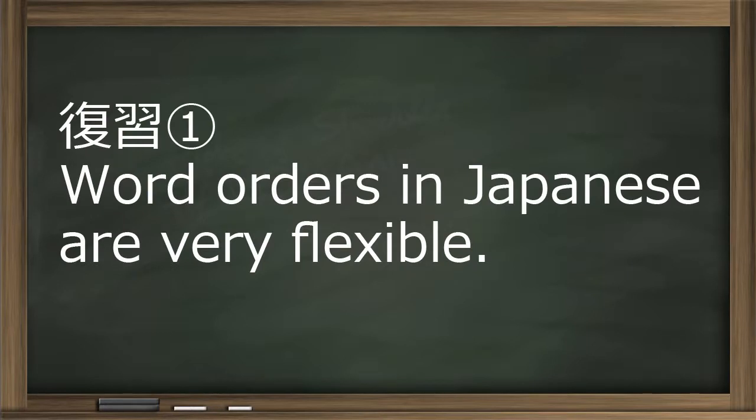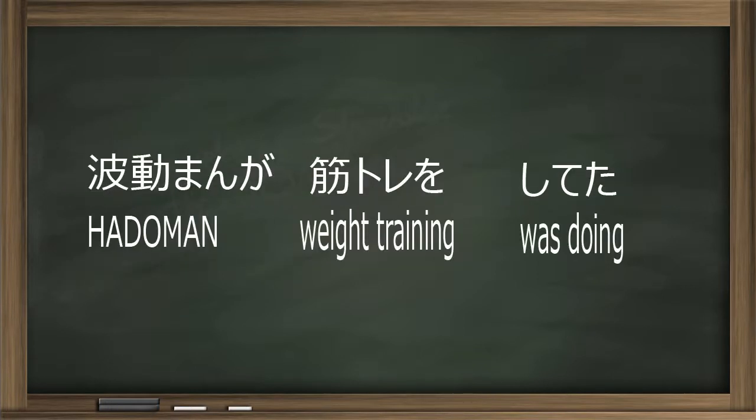Review point number 1. Word orders in Japanese are very flexible. Okay, look at this sentence. This is how words are typically arranged in Japanese. Haruman weight training was doing.